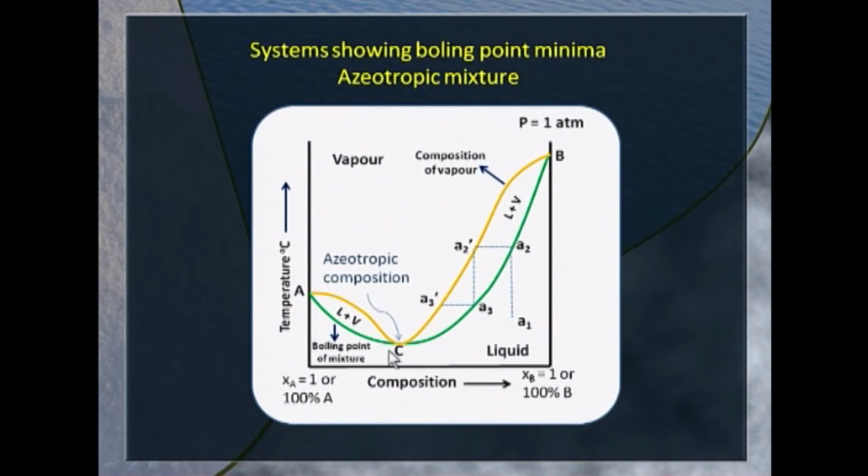It's interesting here. If you heat this liquid mixture, it will boil at a constant temperature without change in composition. All other compositions will lead to a difference in the composition of the vapor except this point. Therefore, this point C is interesting. It is called the azeotropic composition. What is meant by azeotropic composition? We will look at it slightly later.